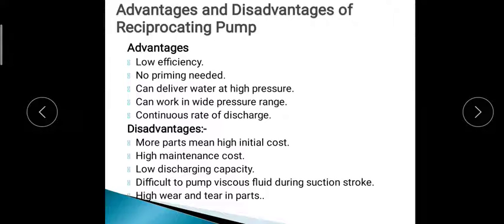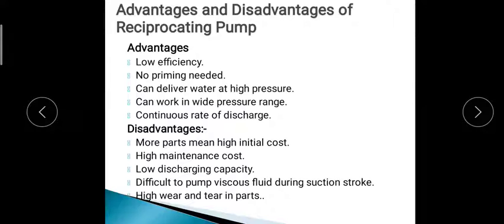Here, one advantage in this reciprocating pump is that the water is delivered at high pressure, and it works in a wide pressure range. As it is delivered at high pressure, whatever water is there at the sump is delivered at the higher end with high pressure. In a reciprocating pump you can deliver the water at 10 to 12 bar, but in a centrifugal pump you can deliver the water at 2 to 5 bar. Okay, 2 to 5 bar, not more than that.